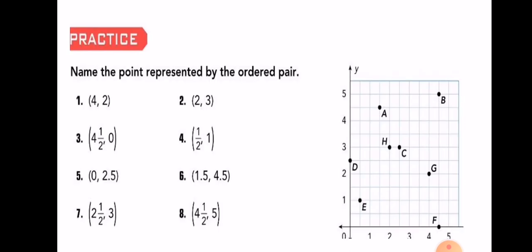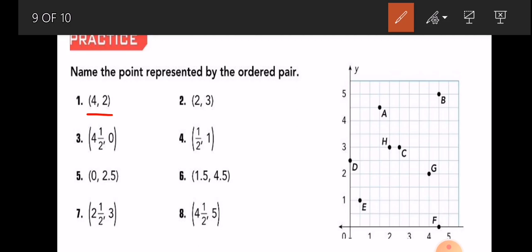Let's see how the questions can come to you. Name the point represented by the ordered pairs. For example, number 1, we have (4, 2). This one we call it what? Ordered pairs. Why ordered pairs? Because the first number is x, so 4 is x. The second number is y, so 2 is y. How can I place it? Right, up. So how many right? 4. So I will go 4 to the right, then how many up? 2. Here is number 1, here is 2. So the point is what? G.